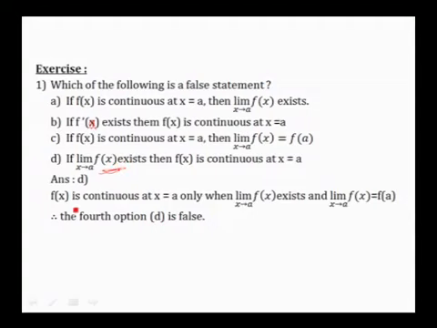Answer D is wrong. f(x) is continuous at x equals a only when this exists and limit of f(x) as x tends to a is equal to f(a). Therefore, D is false. You must take the option D.